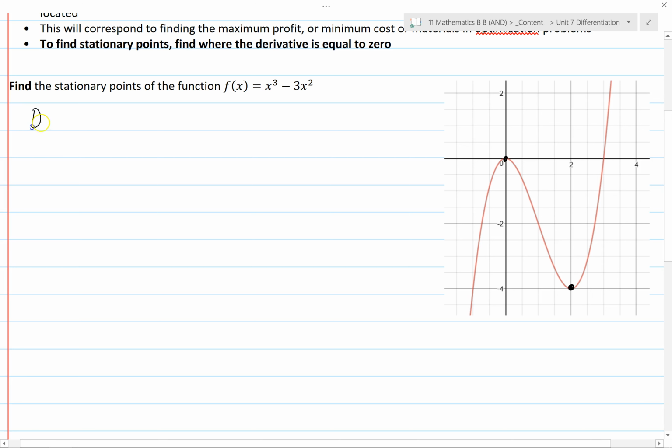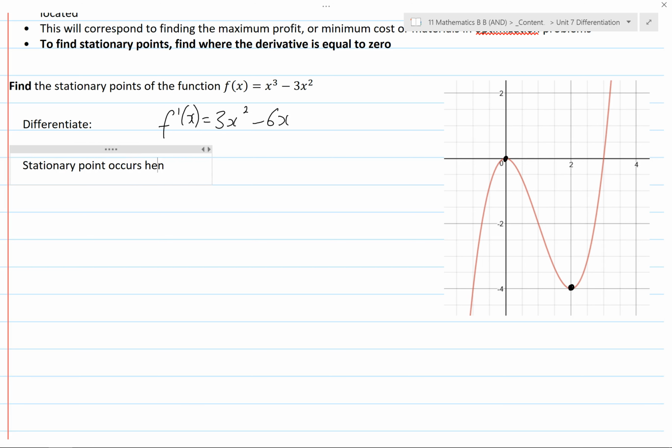So first I'll differentiate, and I'll find that my derivative is 3x squared minus 6x. I know that at the stationary point the slope is 0, so I'll write something to that effect: a stationary point occurs when f dash of x equals 0. So at this point, I'm going to set f dash of x equals 0 and solve for x.